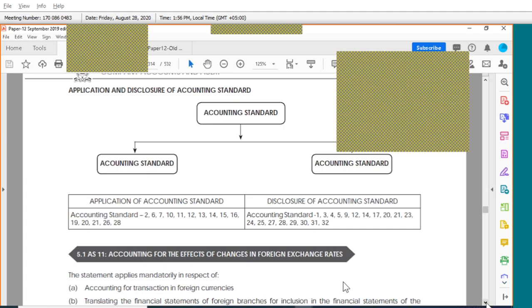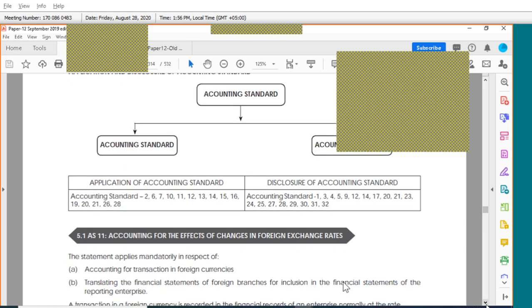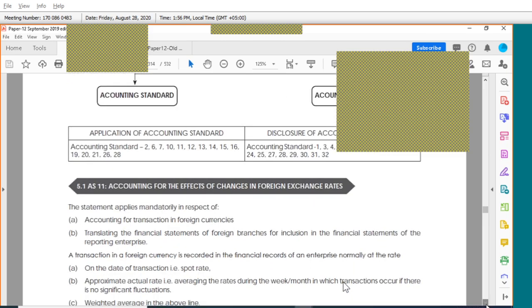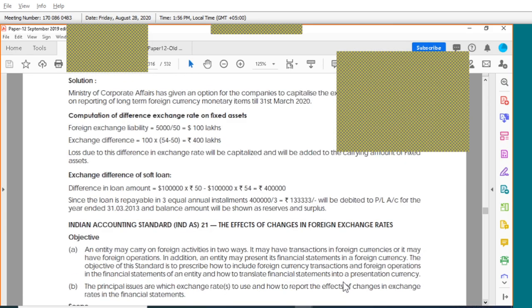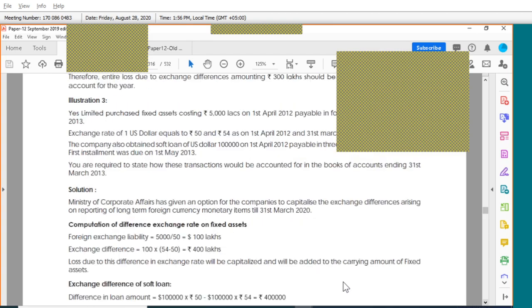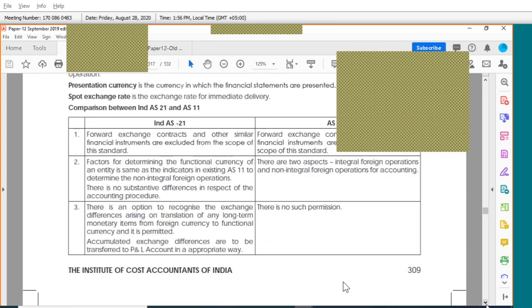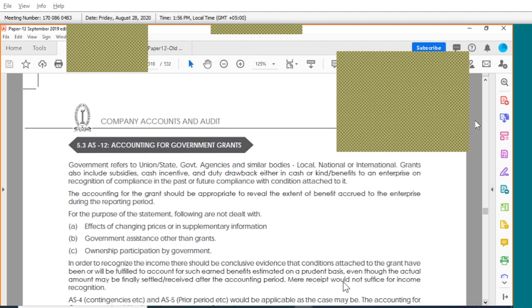What is the first accounting standard? AS 11. So before getting into AS 11, we will move to AS 12 first. AS 12 we will discuss. And there are two types of accounting standard in India now, actually. One is existing accounting standard. Another one is Ind AS, Indian accounting standard.